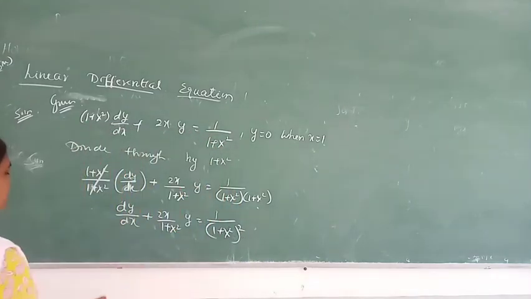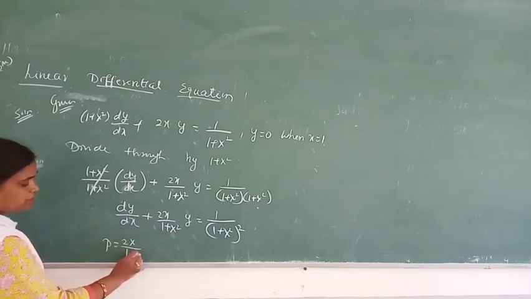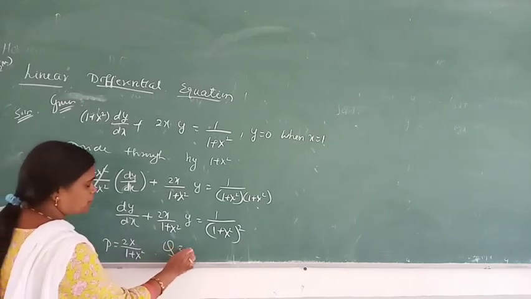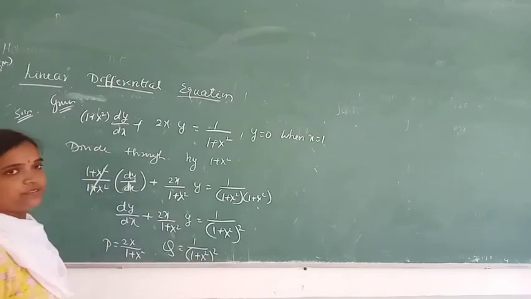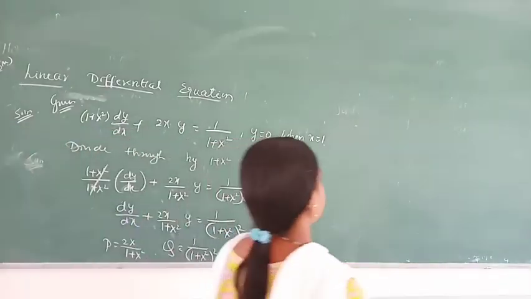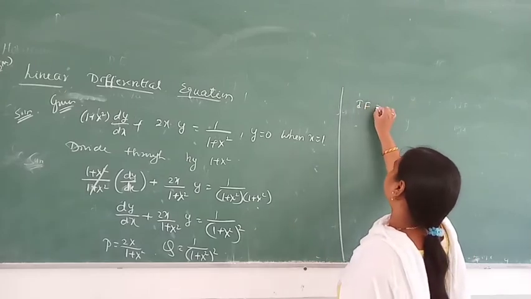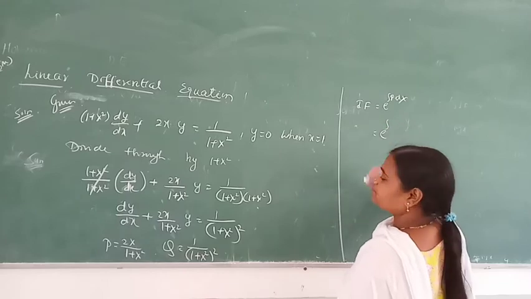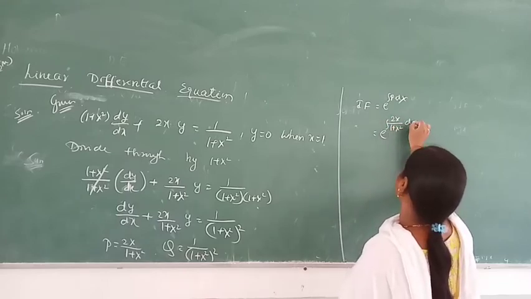Therefore, what is our p here? We will write directly because you know how to write it. P is 2x by 1 plus x square. Q is 1 by (1 plus x square) the whole square. Okay. Next step, calculate the integrating factor. Integrating factor is e to the power integration of p dx, that is e to the power integration of 2x by 1 plus x square dx.